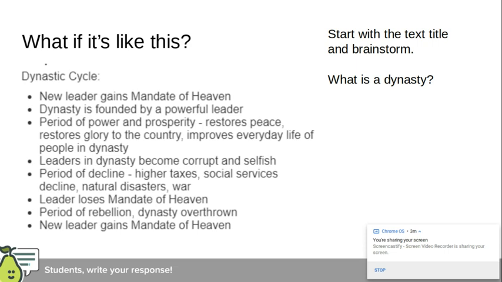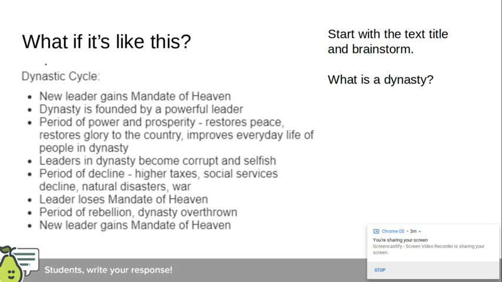Now we have another text-dependent question that's actual text. I think a lot of you guys see that amount of text, and you shut down. There's no need to worry about that. Let's start with a text feature and look at the title, Dynastic Cycle.